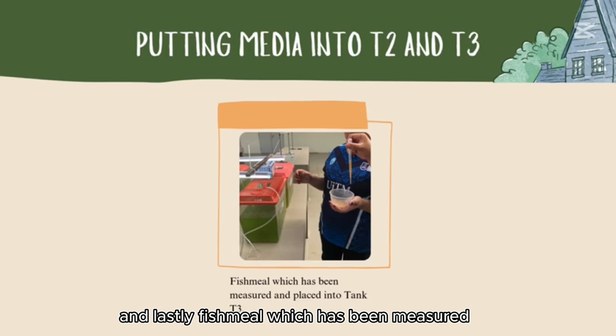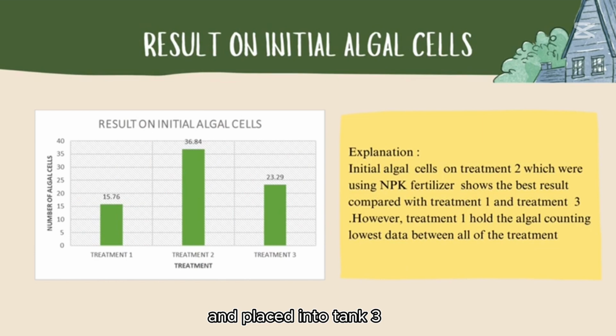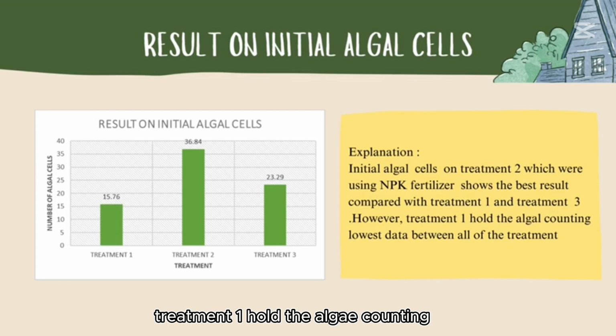And lastly, fish meal which has been measured and placed into tank treatment 3. Result on initial algae cell. Initial algae cell on treatment 2, which was using NPK fertilizer, shows the best result compared with treatment 1 and treatment 3. However, treatment 1 holds the lowest algae count among all of the treatments.